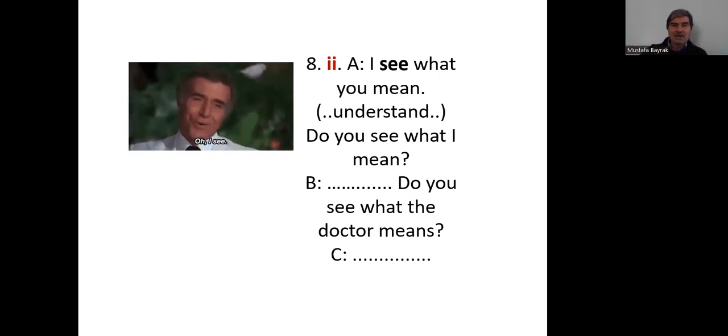The GIF also says, oh, I see. I see you, or I see it. I see what you are seeing. I see what you mean. I understand what you mean. Do you see what I mean? Do you understand what I mean?